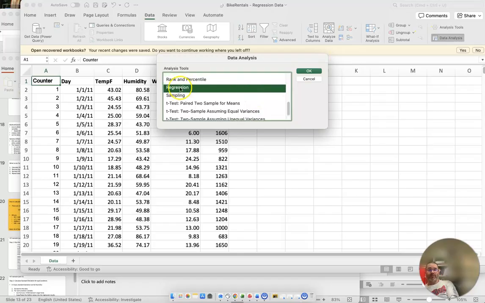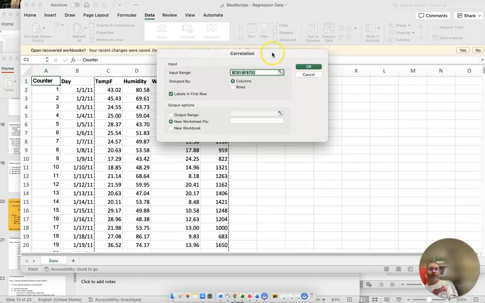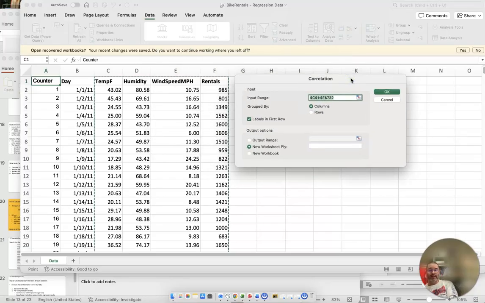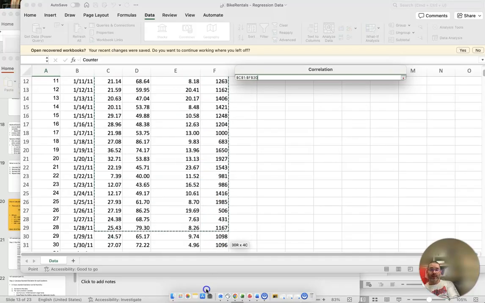So there's a couple of things we need from here. One is regression, but right now, of course, it's asking for a correlation. So we're going to select correlation and hit OK. Correlations are really easy to do with this data analysis tool pack. And I say that because we can literally just select all of our data at once. Okay, so it's asking for an input range. In other words, what do you want Excel to correlate? And we can just select all the 4 variables that matter to us: temperature, humidity, wind speed, and rentals. And we're going to select both the headers and all the data underneath.